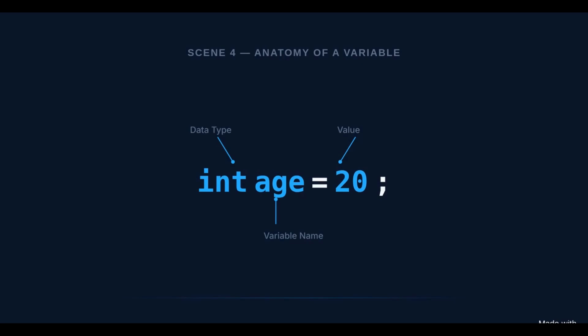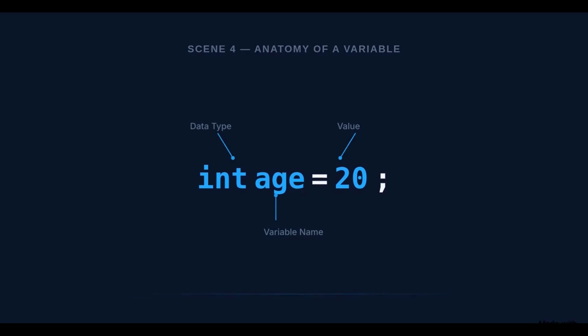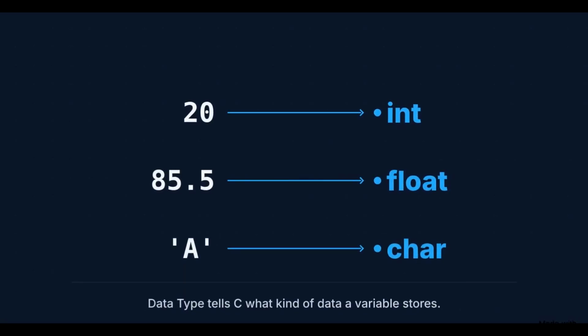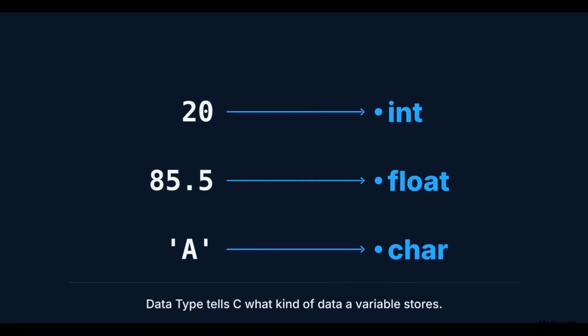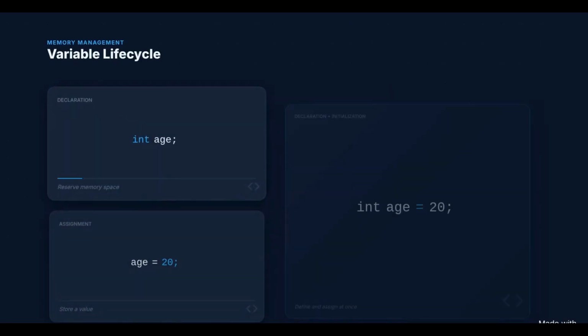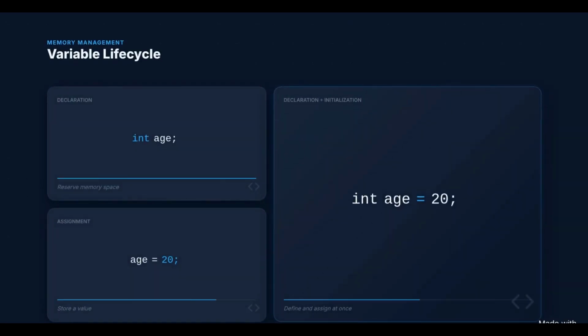So it needs a proper place in memory where this information can be stored and accessed whenever required. And this is exactly where variables come into the picture. For example, if I write int age is equal to 20, I am telling the C program, create a variable named age and store the value 20 in it. So just like we use different label boxes in the real world to keep different things organized.